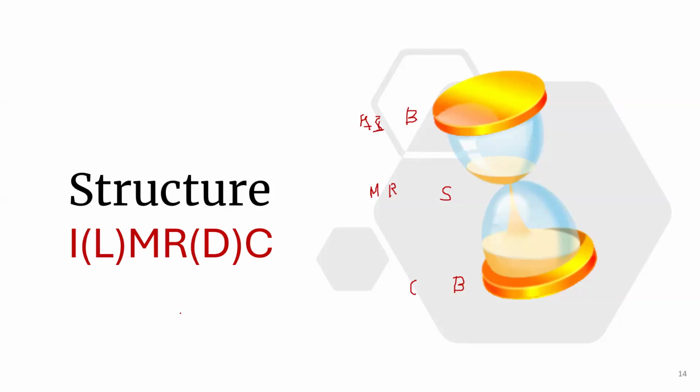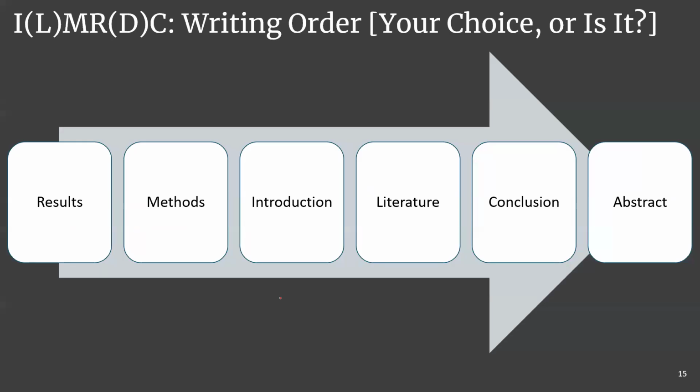So the structure of a research paper: introduction, literature review, which is optional, it may be a part of the introduction, our methodology, our results, and discussion, optional. It can be a part of the research results and the conclusion. This is the structure of a paper. But the order of writing may be different.